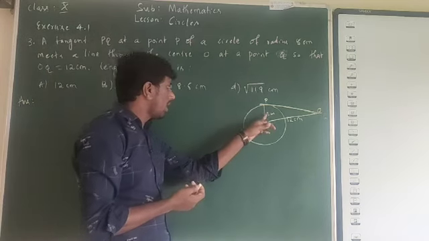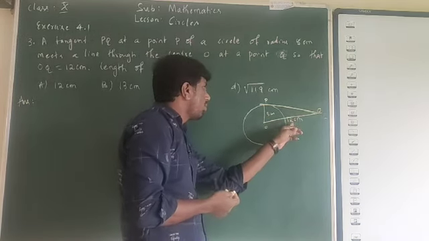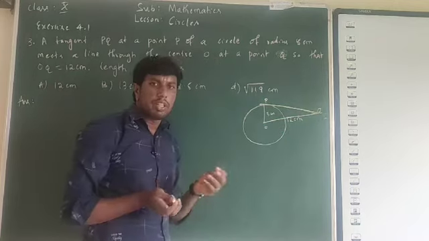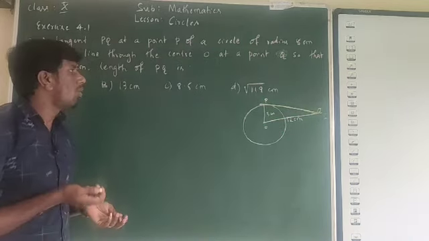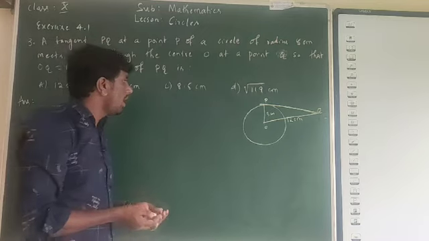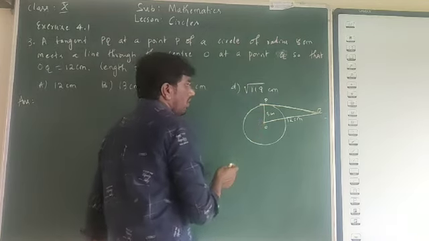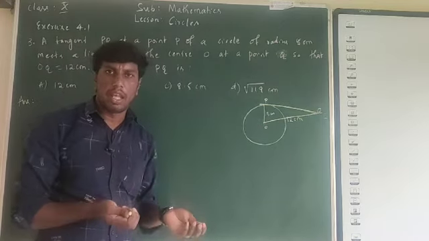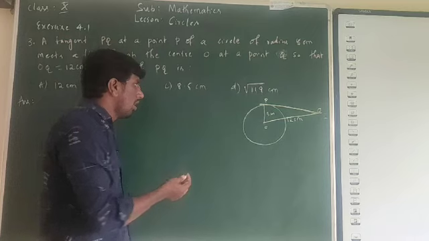They have given the radius. They have given that OQ is equal to 12 centimeter. We should find out the length of PQ, that is the length of the tangent. How to find that? It's very easy, by using the Pythagoras theorem. Why do we need to use the Pythagoras theorem? Because it is a right angle triangle. Why is it a right angle triangle?